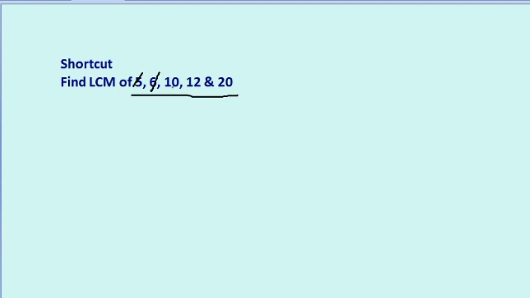Then next number is 10. Is 10 factor of any number? Yes. 10 is factor of 20. So we remove 20 also. Now what is remaining? 12 and 20. 12 is not a factor of 20. So what we do? Just find LCM of 12 and 20.